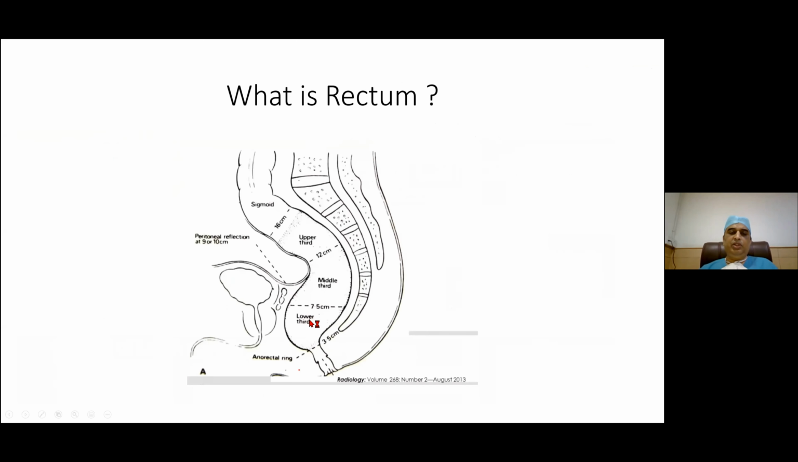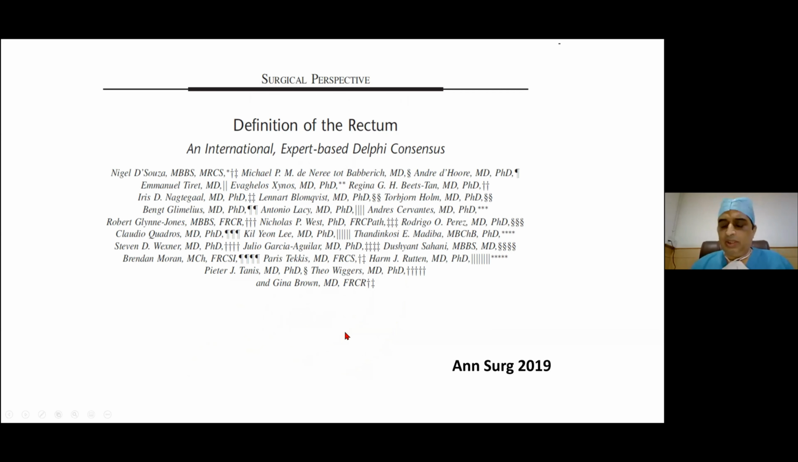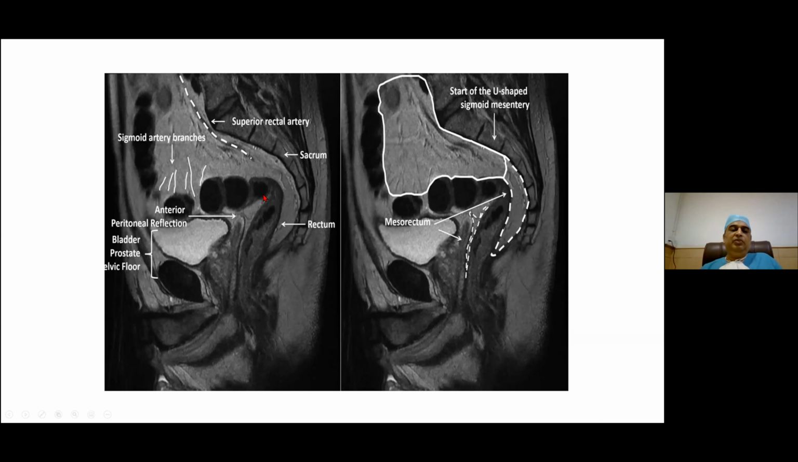There's a lot of confusion about what is the lower rectum, mid rectum, upper rectum, where the sigmoid ends, and where the rectum starts. So a lot of definitions were there. To clear this confusion, there is an international consensus between all the radiologists involved in the radiological imaging of rectal cancer, including Gina Brown and others from the whole globe, and they came up with a definition that you have to identify neither the sacral promontory nor the peritoneal reflection.